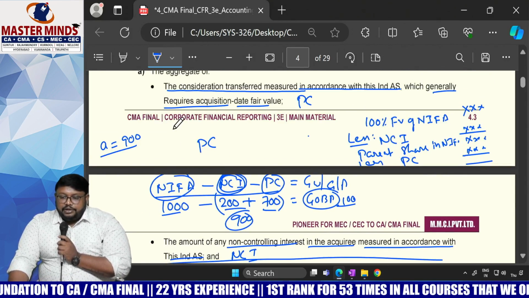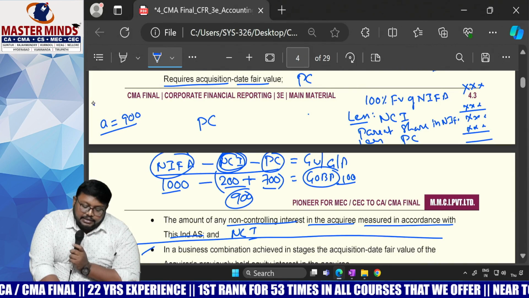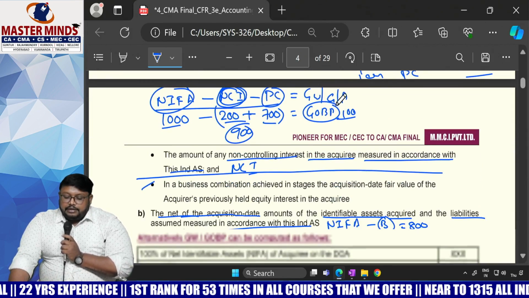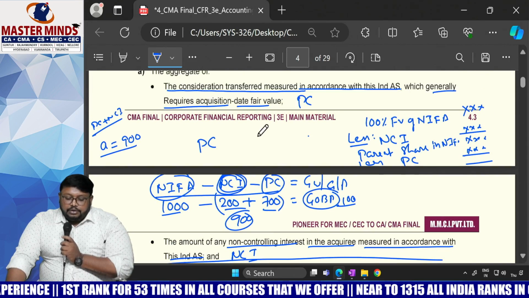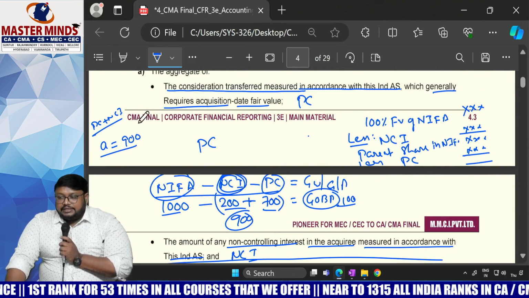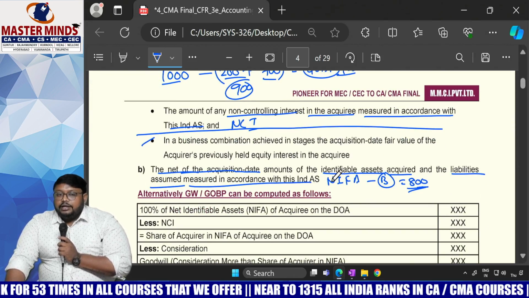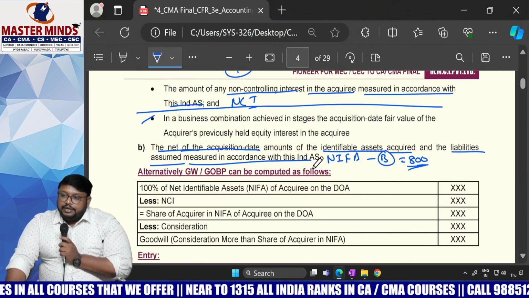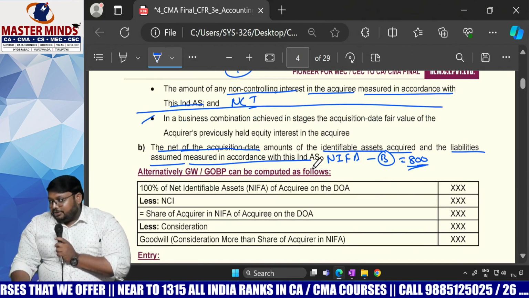A is 900, which we got when adding purchase consideration plus NCI. A is nothing but PC plus NCI, 900, and the net identifiable assets, B, is how much? B is 800. Now if purchase consideration plus NCI is more, that is, A is more than B, then you are getting goodwill. If B is more than A, then gain on bargain purchase. That is what they intended to tell us.